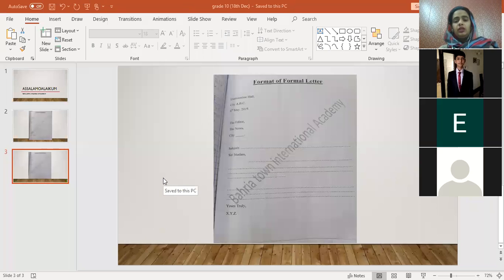Okay, students. Is there any confusion in the letter and application writing pattern? If there is any question, you can ask me because the time of the class is going to be over. Yes, Iman, you want to ask something? No, ma'am. Okay. Anyone else? If there is any confusion in the letter or application writing pattern, you can ask me right now.